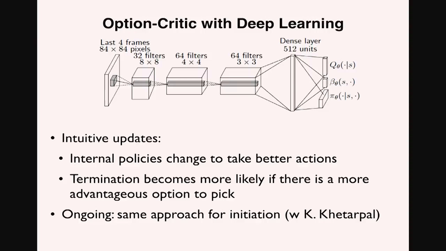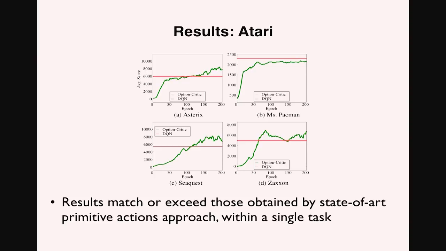These are results in Atari games comparing against DQN, which is a state-of-the-art algorithm. And what you see is that even if you have one task, the agent that uses options can actually solve this task faster or almost as fast. Now, you might think, OK, this is not that impressive. But for somebody like me who's been trying to get a result like this within a single task for a long time, this is actually really good news.